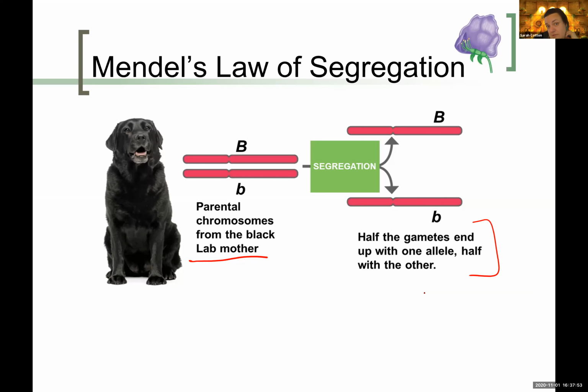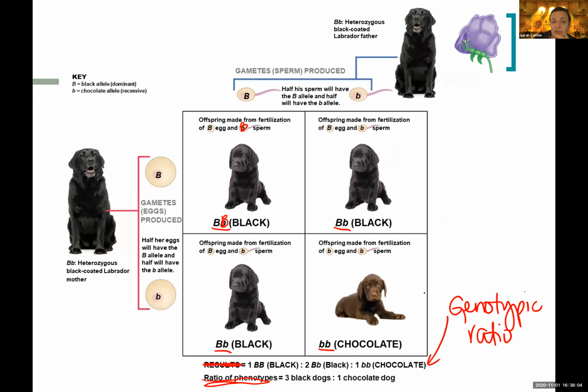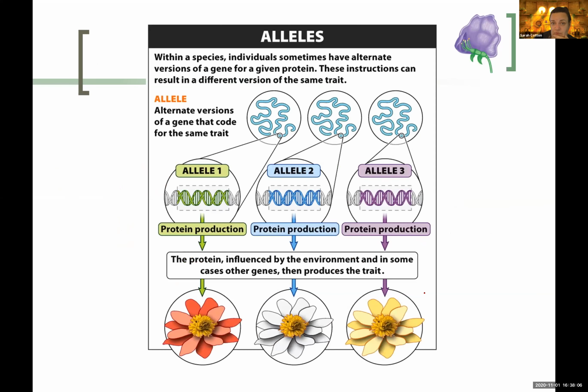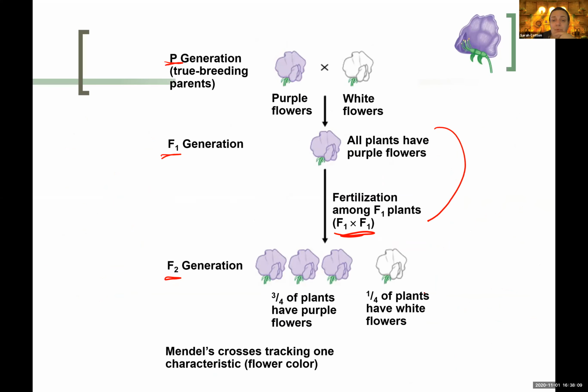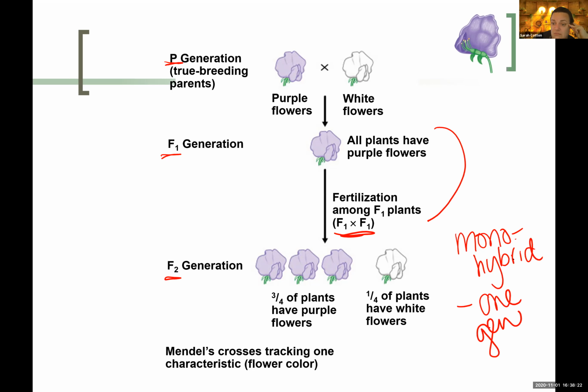Mendel's second law is called the law of independent assortment. You'll see that name in just a second. This type of cross that we've been looking at so far, all of these examples, are examples of something called a monohybrid cross. Mono means one, so monohybrid means one gene. We're only looking at one gene, in this case the gene for flower color. Now there's multiple alleles for that gene, but there's only one gene.